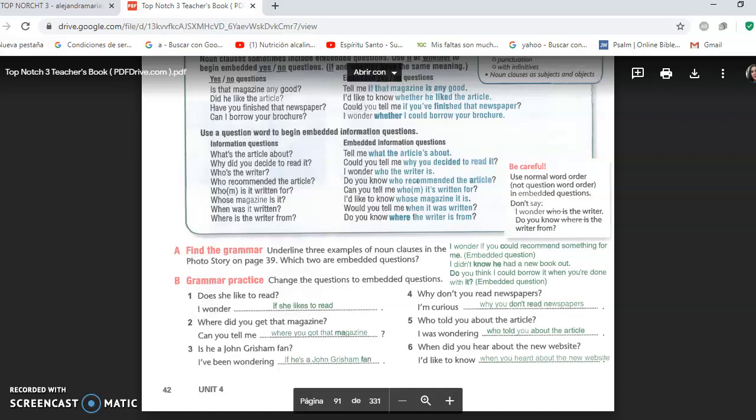To embedded questions. Where did you get the magazine? Can you tell me where you got the magazine? La segunda es como una embedded question. Is he a John Grisham fan? I've been wondering if he's a John Grisham fan. And there we have, why don't you read the newspaper? I'm curious why you don't read newspapers.